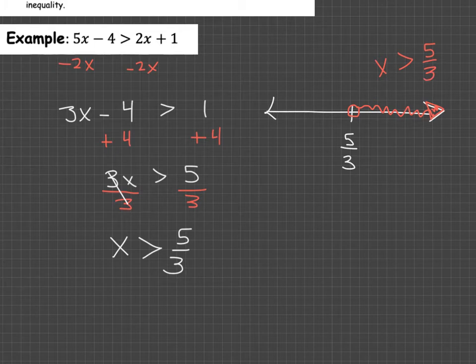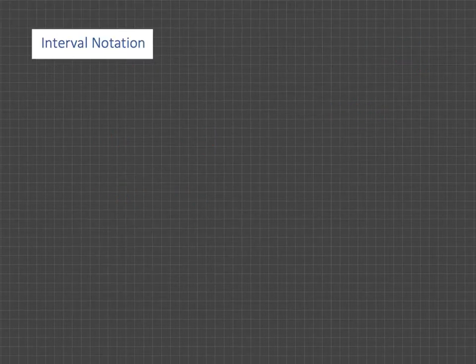Okay, there's another way that we can express this set of numbers. We've got this inequality saying any value of x greater than 5/3 is going to make that inequality statement true. We can use the number line to represent that set of numbers. And then the third way is what we call interval notation. Interval notation is just a way to express a set of numbers. It is another method in addition to using a number line and using inequalities.